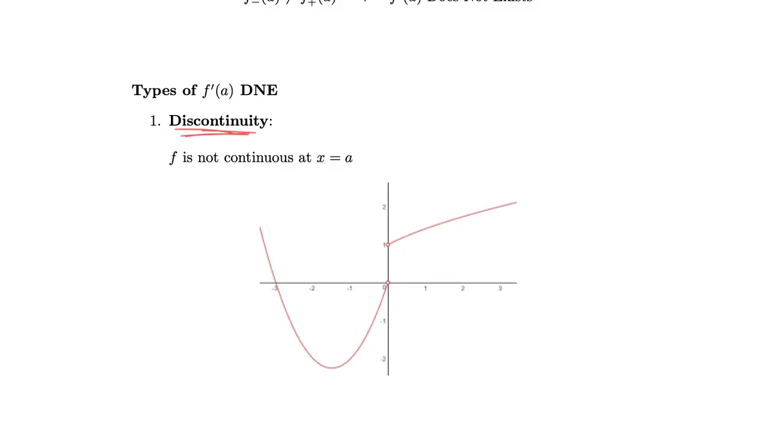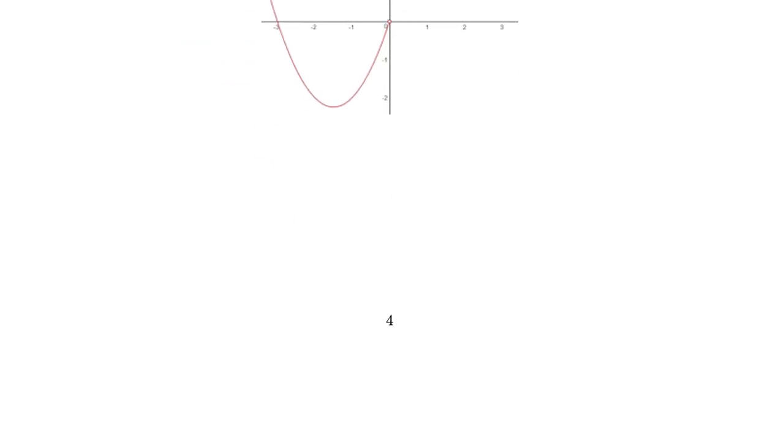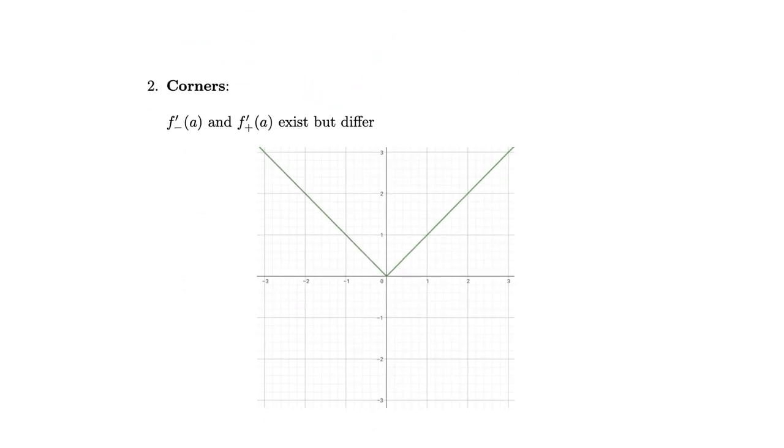If the function is not continuous at a point, then you literally have two places to find a derivative at, and any derivative that we get here really is not quite meaningful because it isn't even continuous. So if the function is not continuous, then we don't have a derivative. This makes a lot of sense. Then secondly, we have corners.